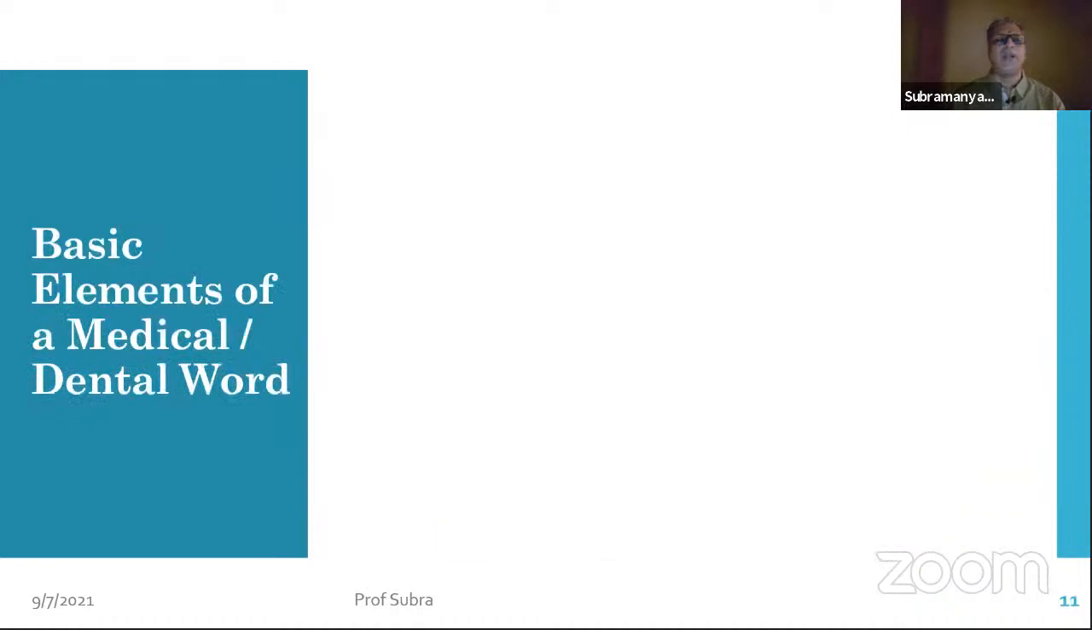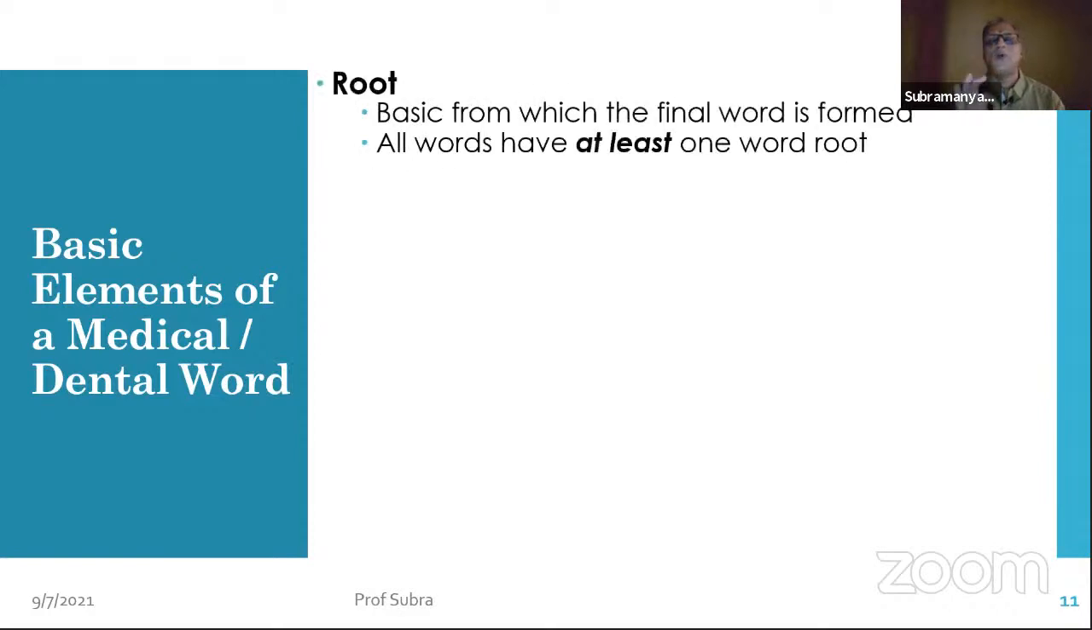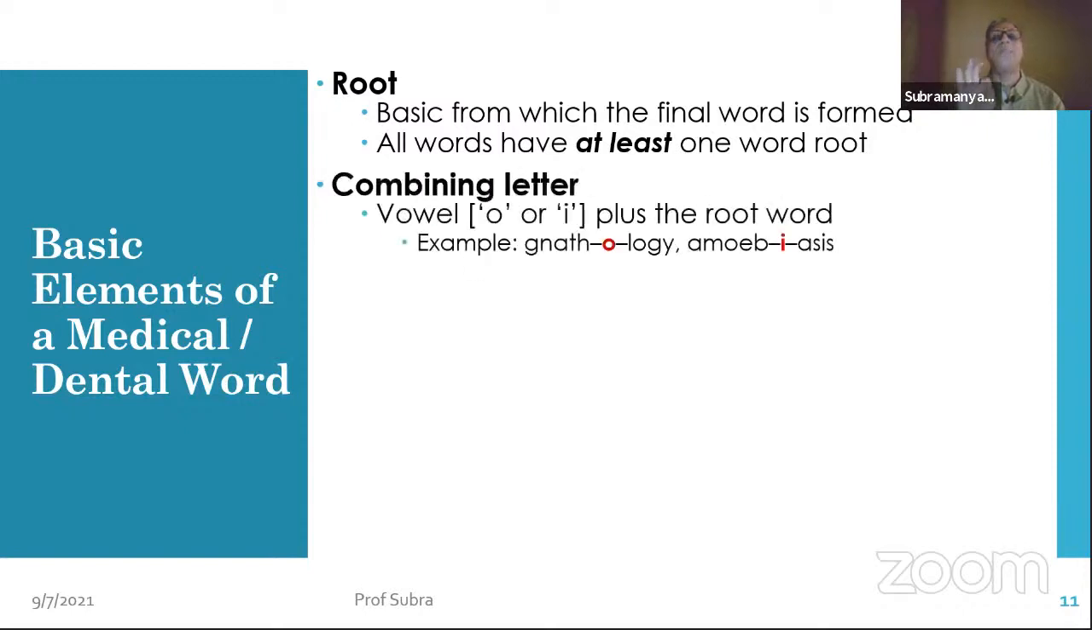So if you look at the basic elements of a medical or any dental word, they have a root word, which is the basic form responsible for the final word. Each word should have at least one root word, with maybe exceptions like a, an, or the. Except for those few words, most will have at least one root word. And then we have a combining letter. Usually this combining letter is O or I.